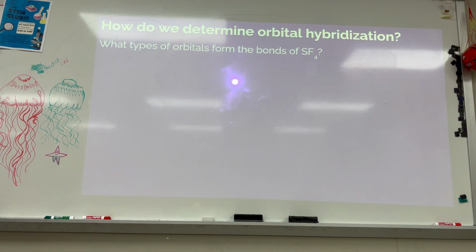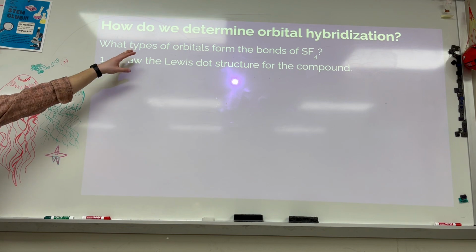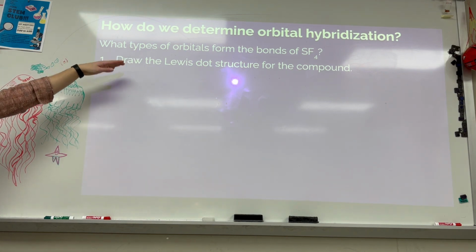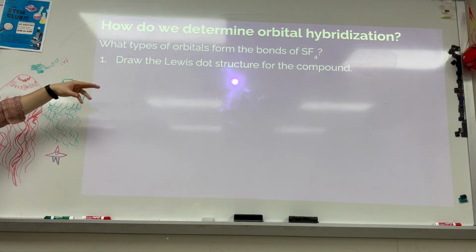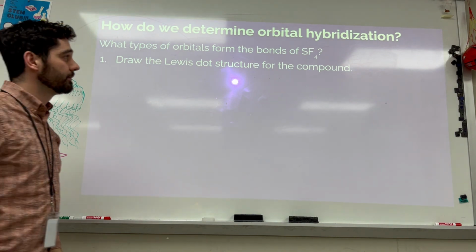So let me give you some steps. The first thing we want to do is just draw the Lewis structure. I've got 3 steps that, if you get lost on a worksheet or in some problems, will help us figure this out. So step 1, draw the Lewis structure.